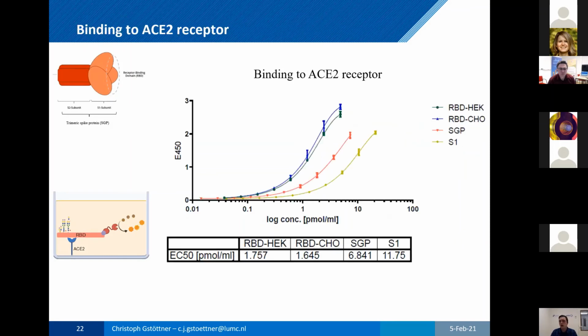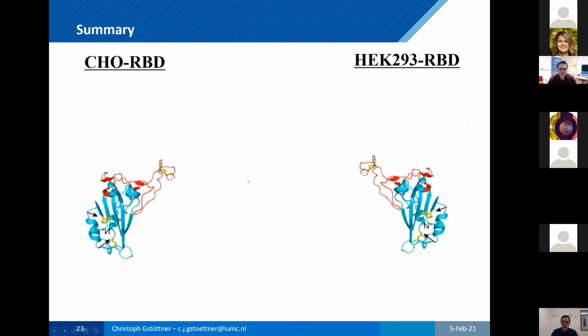If we now compare the binding to the intact spike protein, but also just to the S1 domain, which contains this receptor binding domain, you can see that both RBD domains have a much stronger binding than the intact spike protein, and even a stronger binding than the S1 subunit. And this might be due to the different accessibility of the RBD and can also be beneficial in certain applications.